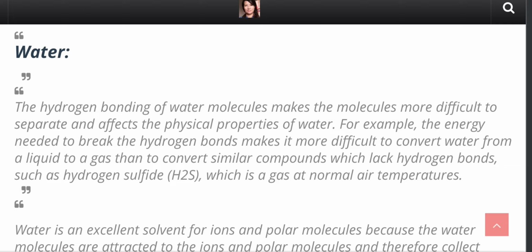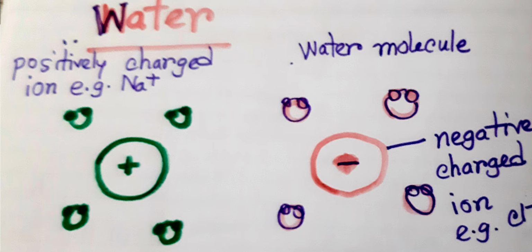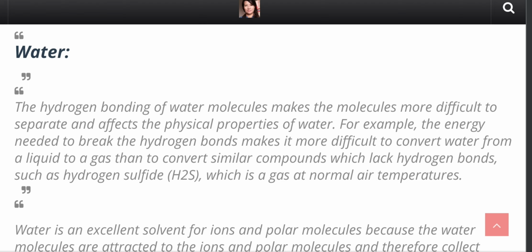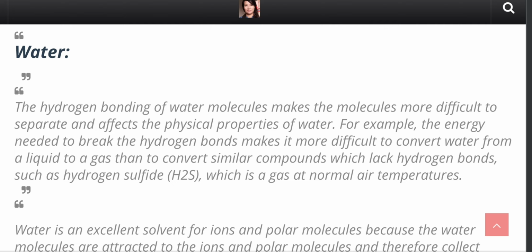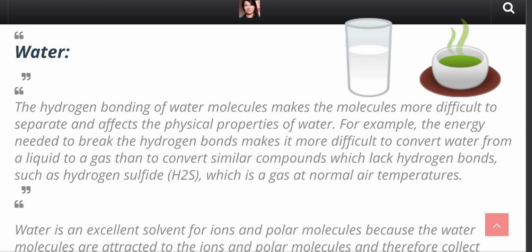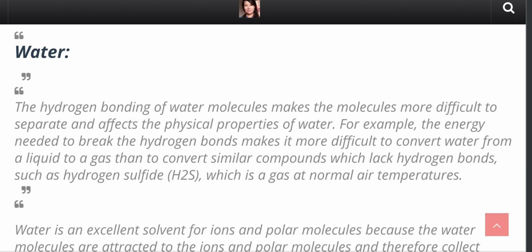Another reason, the main reason, is that hydrogen bonding of water molecules makes the molecules more difficult to separate and affects the physical properties of water. The energy needed to break the hydrogen bonds makes it more difficult to convert water from a liquid to a gas than similar compounds that lack hydrogen bonds, such as hydrogen sulfide, H2S, which is a gas at normal air temperature.